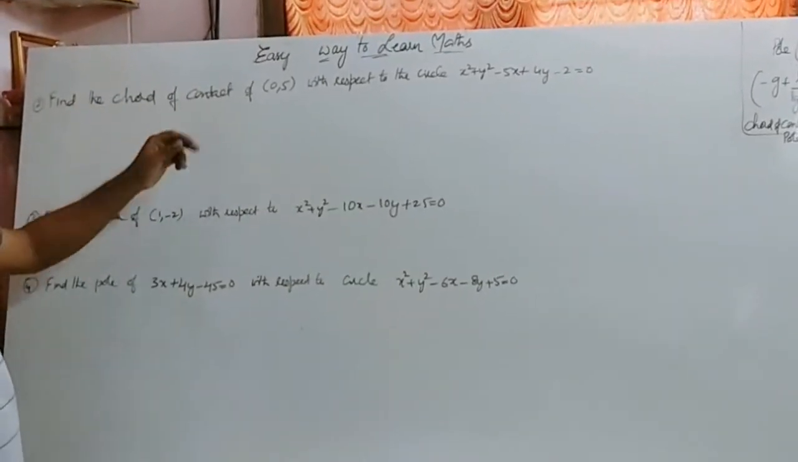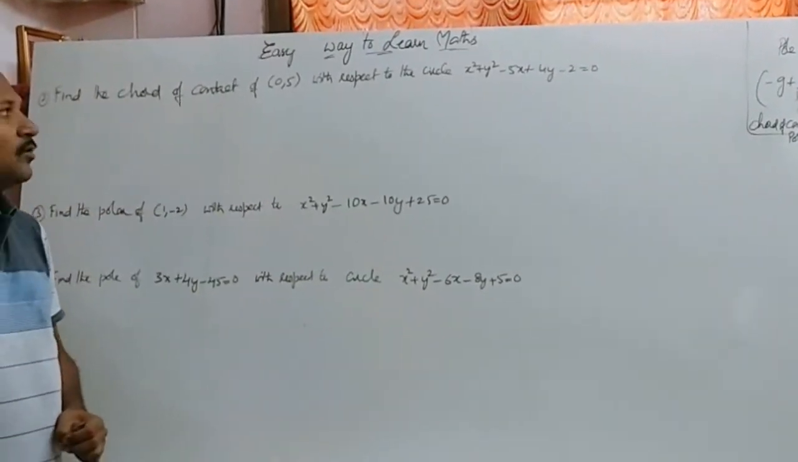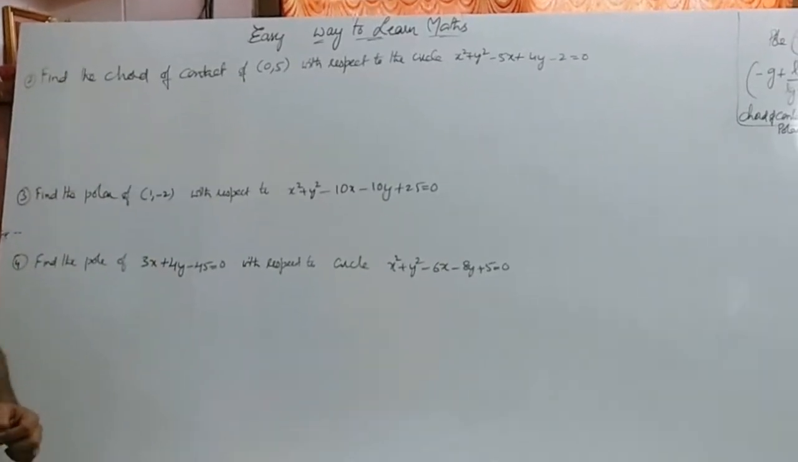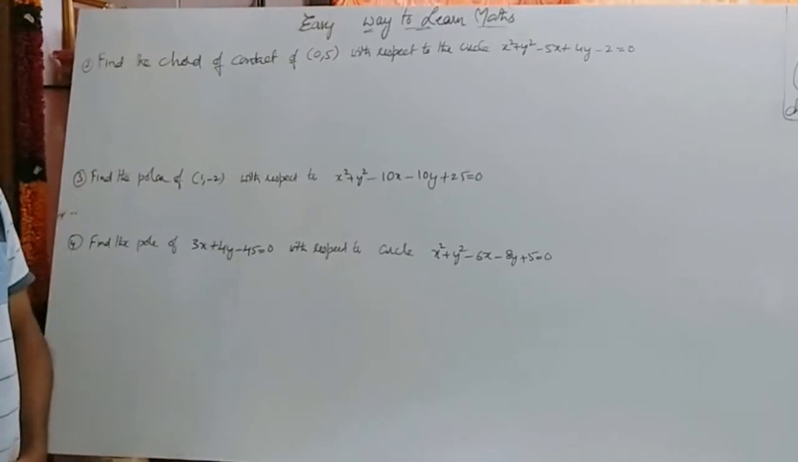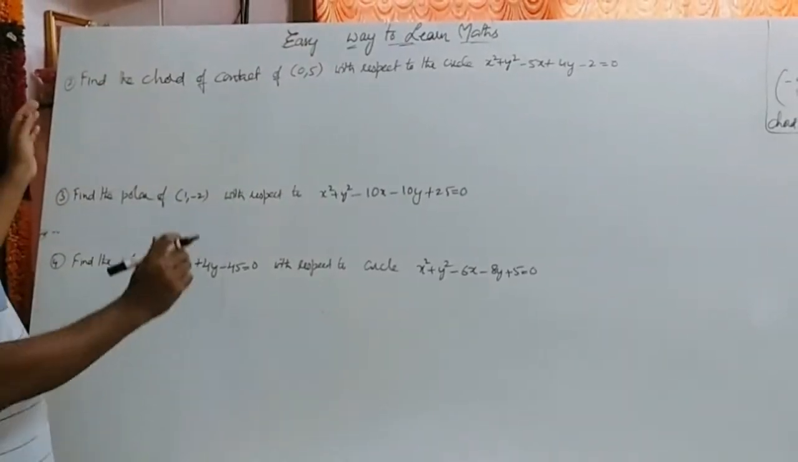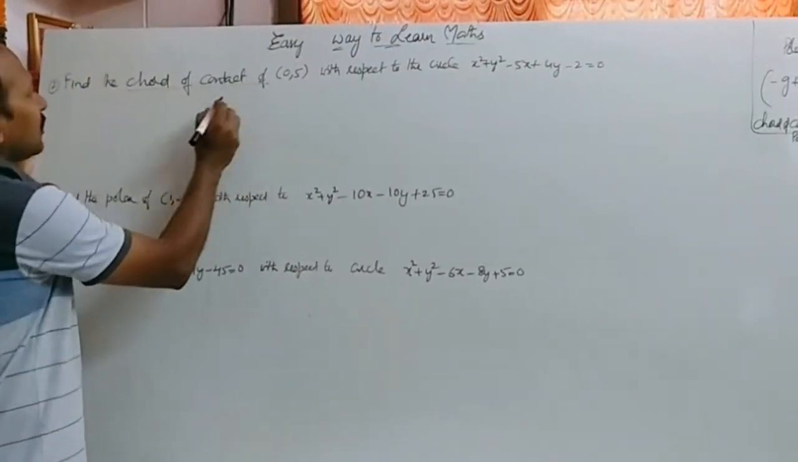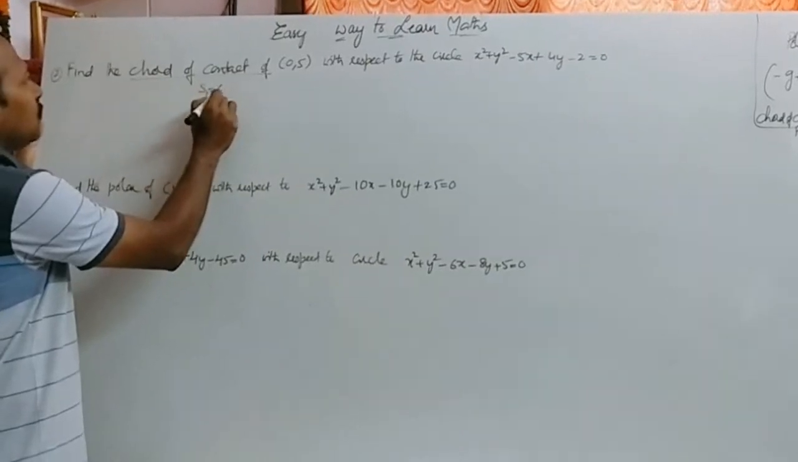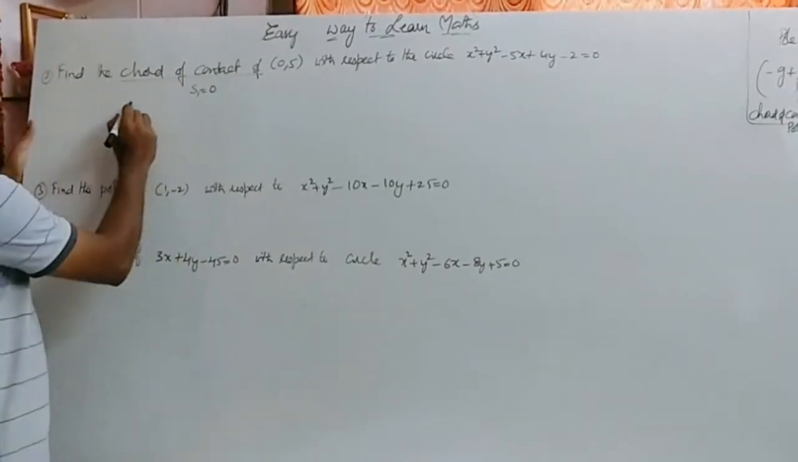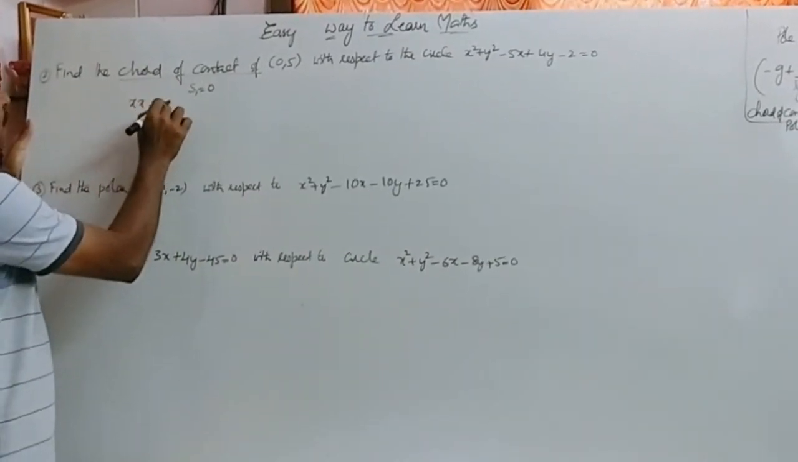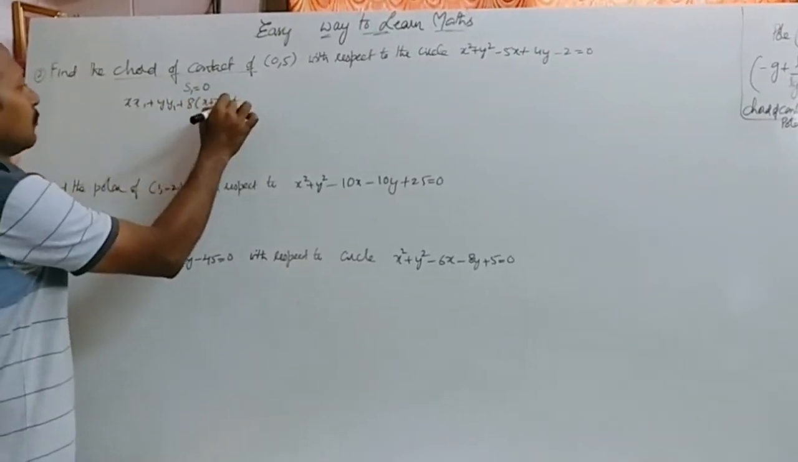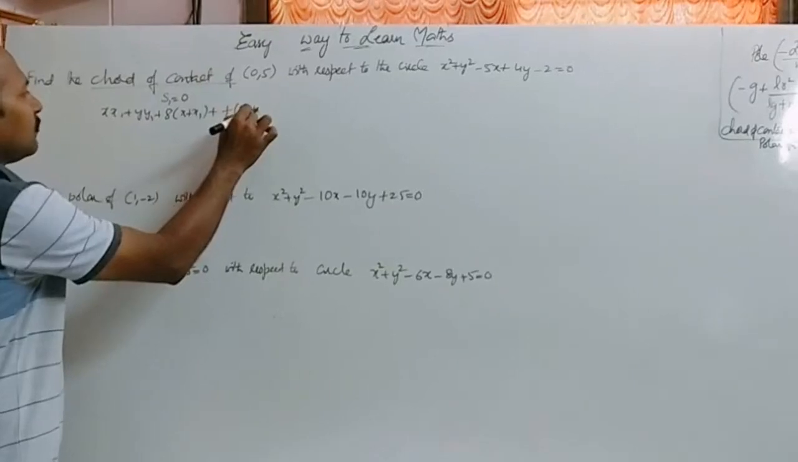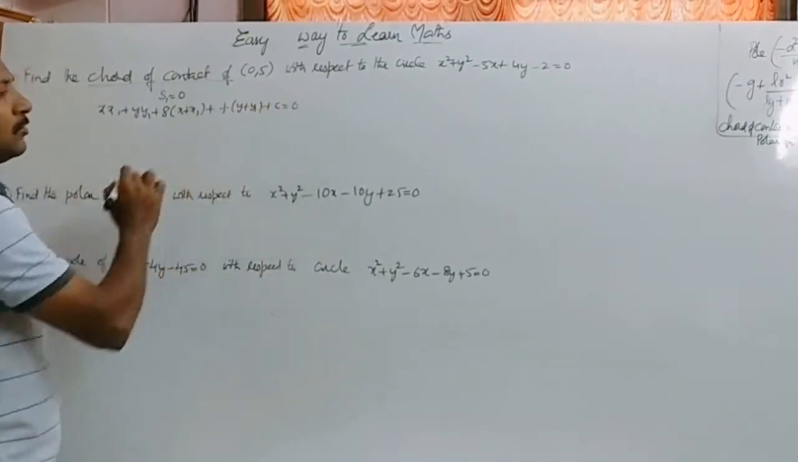Find the chord of contact of 0, 5 with respect to the circle x square plus y square minus 5x plus 4y minus 2 equal to 0. Here the equation of chord of contact is S1 equal to 0, that is xx1 plus yy1 plus g into x plus x1 plus f into y plus y1 plus c equal to 0.